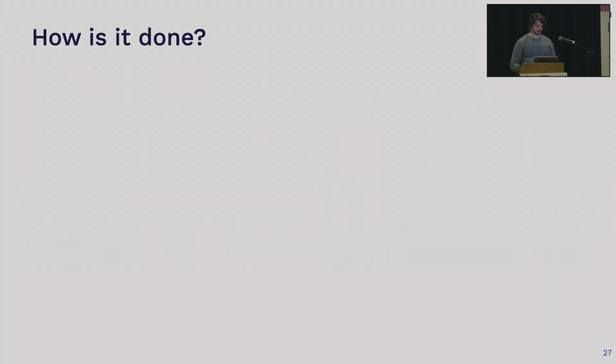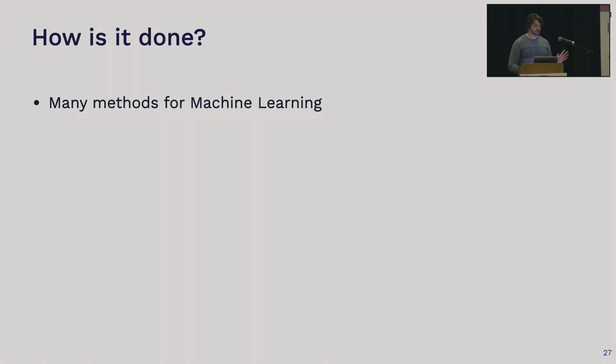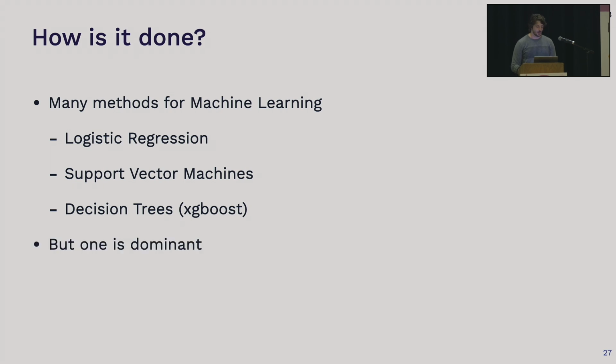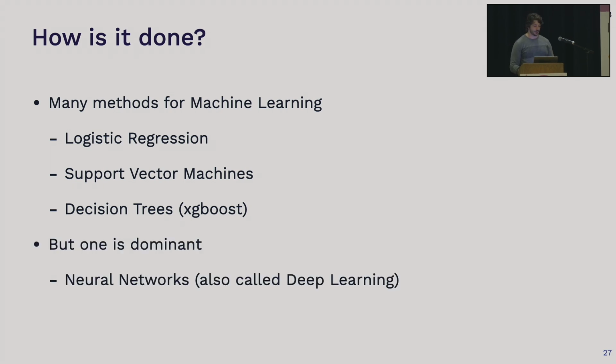So how does this work? There are a lot of different algorithms that you can use for machine learning, dating back decades and decades. You've probably heard of a lot of these. Logistic regression is a simple type of machine learning algorithm. Support vector machines were a really popular type for a long time. Decision trees are still widely used in practice for a lot of applications. But one is becoming dominant, and that's neural networks, which is also called deep learning.